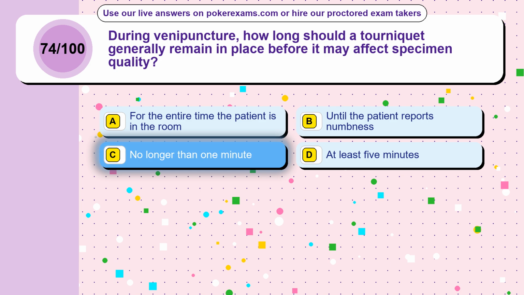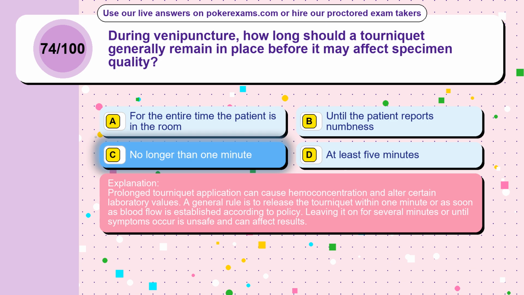The correct answer is option C, no longer than 1 minute. Prolonged tourniquet application can cause hemoconcentration and alter certain laboratory values.